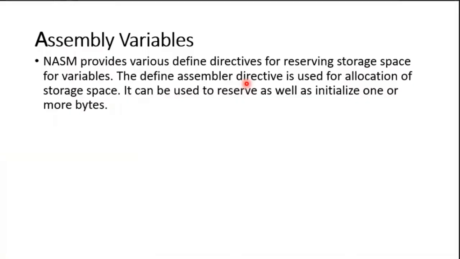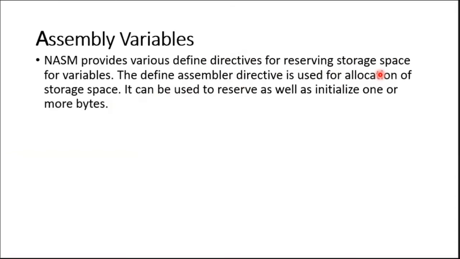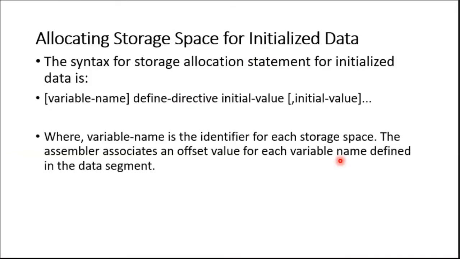Okay, so NASM would provide you the opportunity to define directives for reserving storage space for variables. You can allocate storage space for initialized data, or you can allocate it for data that has not been initialized. So there are two cases for that. The syntax, you know already: you have the variable name, then the define directive, then the initial value, or maybe even a string. Maybe you say text, where text is the variable name, and then you say define byte, and then you put the particular string there. If it is a number, you also do the same.